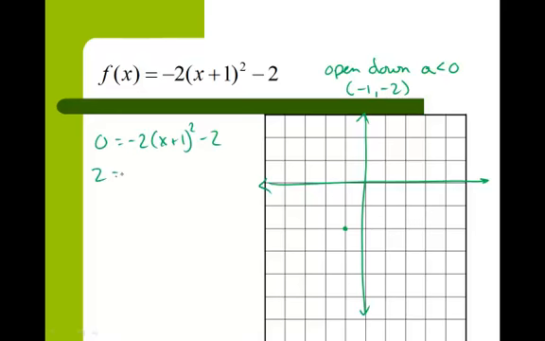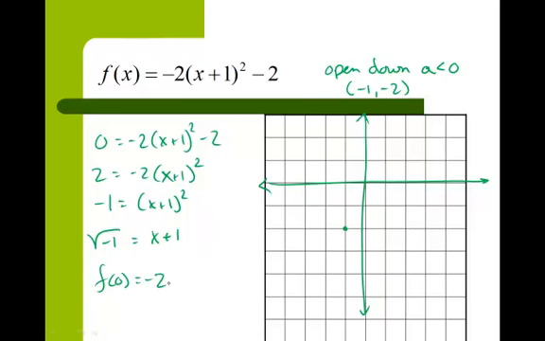I should get 2 equals negative 2, x plus 1, squared. Divide by negative 2, and take the square root, and we can see right here that my x-intercepts are imaginary values. The y-intercept, if I find f of 0, it will be negative 2 times 0 plus 1 squared minus 2. That's going to be negative 2 minus 2, or minus 4. And then to get another point, I would probably look for a point of symmetry, maybe plug in f of negative 2, and I will get negative 4 for that as well. So there's my parabola.